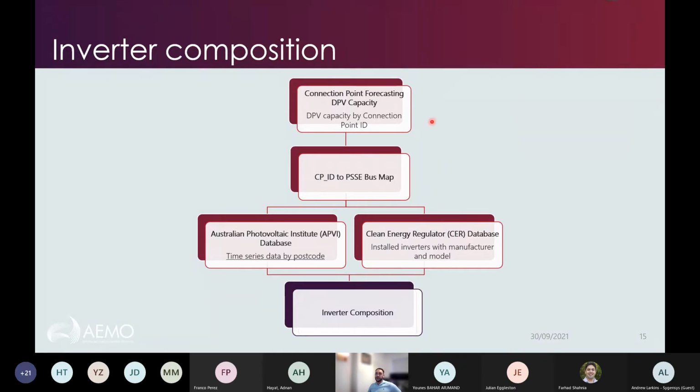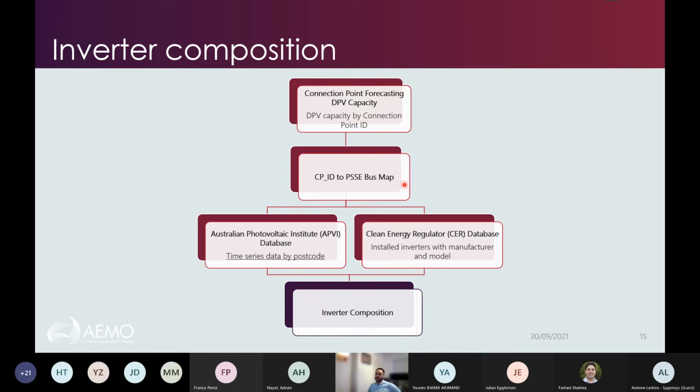So we looked at the DPV capacity data from our internal team, and we looked at it from the perspective of a connection point ID. A connection point ID is basically just a representation of where that asset is geographically, but that geographic representation is not there in PSSE. So once we know where the DPV is geographically, we can match connection point IDs to PSSE bus numbers, which was a painstaking and excruciating task. One of the first things I did when I got to AEMO was start trying to put this map together, and it took a while, but we got there in the end.